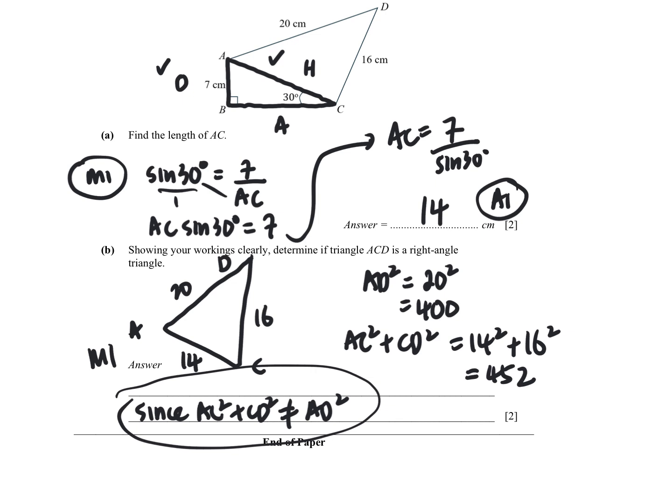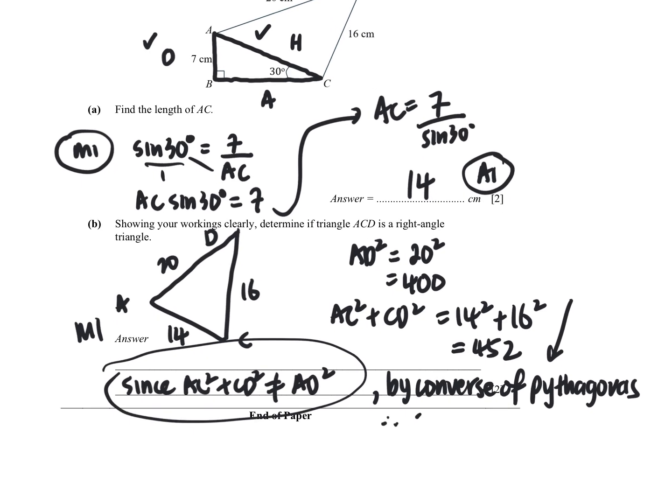Okay? So even if you never write according to the sides, but you give me this, these two are not equal, you say that they are not equal, I give you the method mark. Then by converse of Pythagoras theorem, I need to see this theorem to give you your second mark. Therefore, triangle ACD is not a right angle triangle.